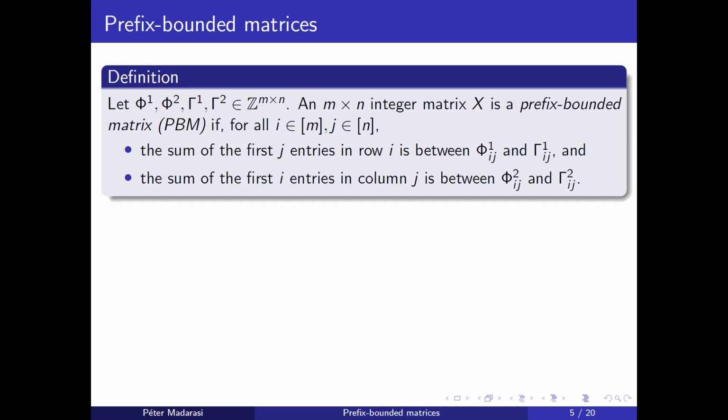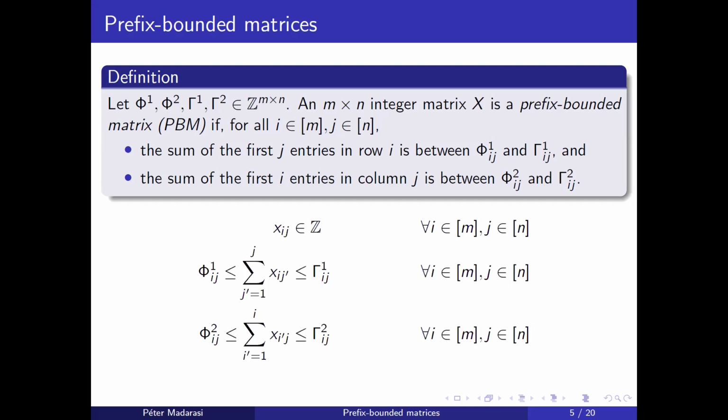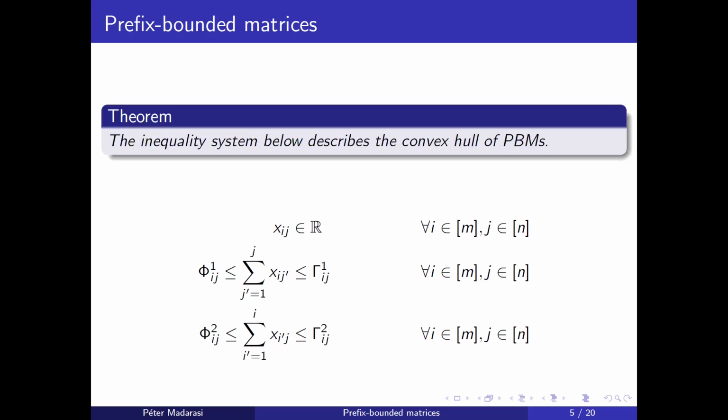And the analogous requirement is posed for the vertical prefixes or vertical partial sums as well. Here the bounds are given by phi 2ij and gamma 2ij. This immediately gives rise to a natural system of linear inequalities. This is again defined by 2 laminar families of sets. So again, this natural system of linear inequalities in the n by n dimensional real space describes the convex hull of PBMs. This is no longer a polytope because we can have large entries in PBMs, but still a polyhedron.